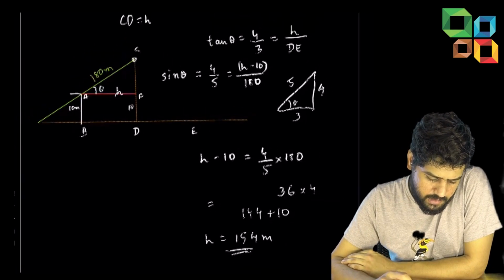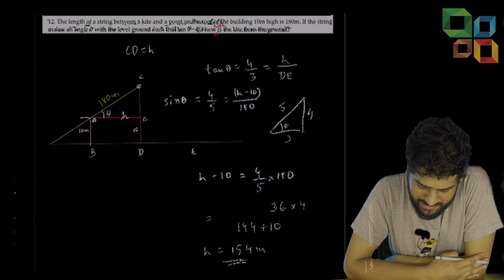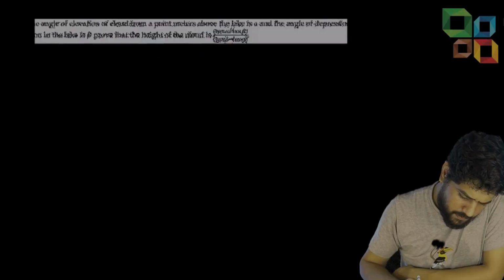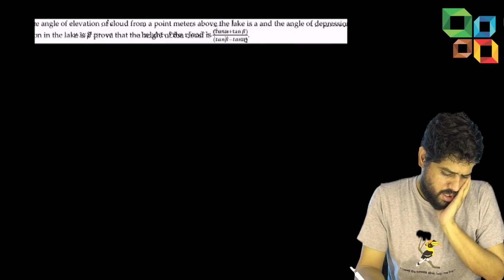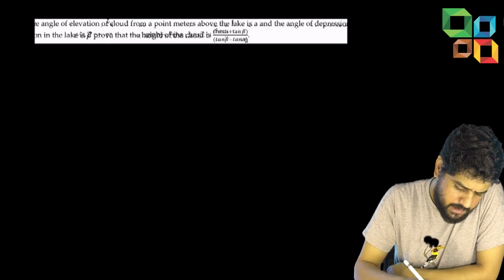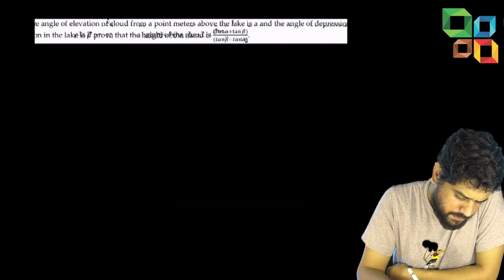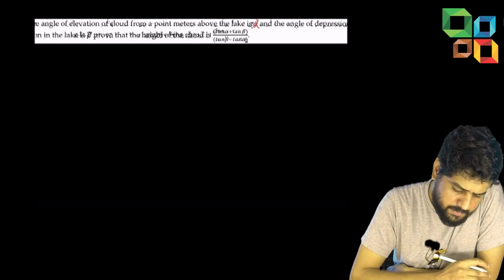Okay. Sorry, the English of this needs to change. If the angle of elevation of a cloud from a point above the lake is alpha, angle of depression is beta. Prove that the height of the cloud is tan alpha minus tan beta by tan beta minus tan alpha.